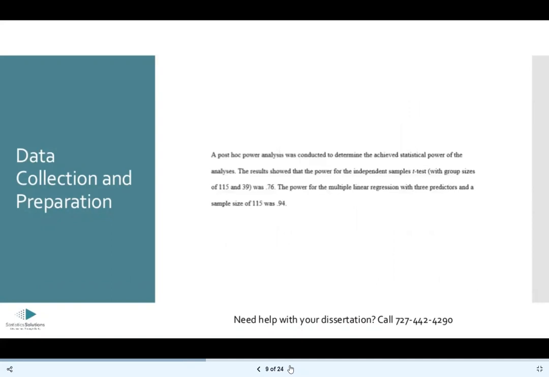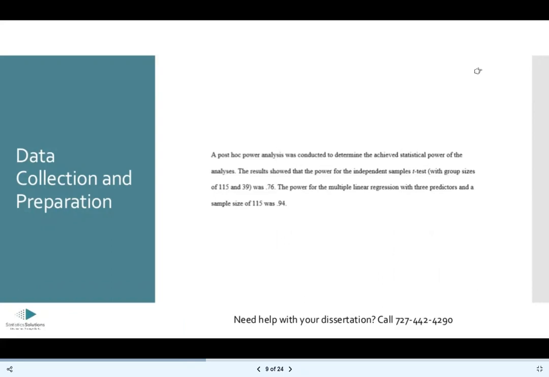Here is an example that you might write up for a post hoc power analysis. So I know there's a question in the chat about this. Okay, this example doesn't answer that question just yet, so we will get to it.